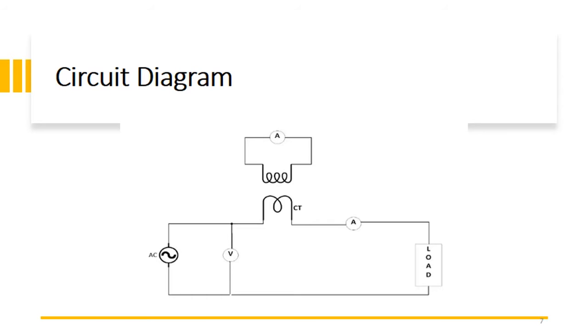We will be having a voltage source, a current transformer, a load, a voltmeter and ammeters in order to find the voltage and current. Let us start today's experiment, that is experiment number 13, to calibrate the current transformer in electrical measurement systems using the method of the transformer ratio.